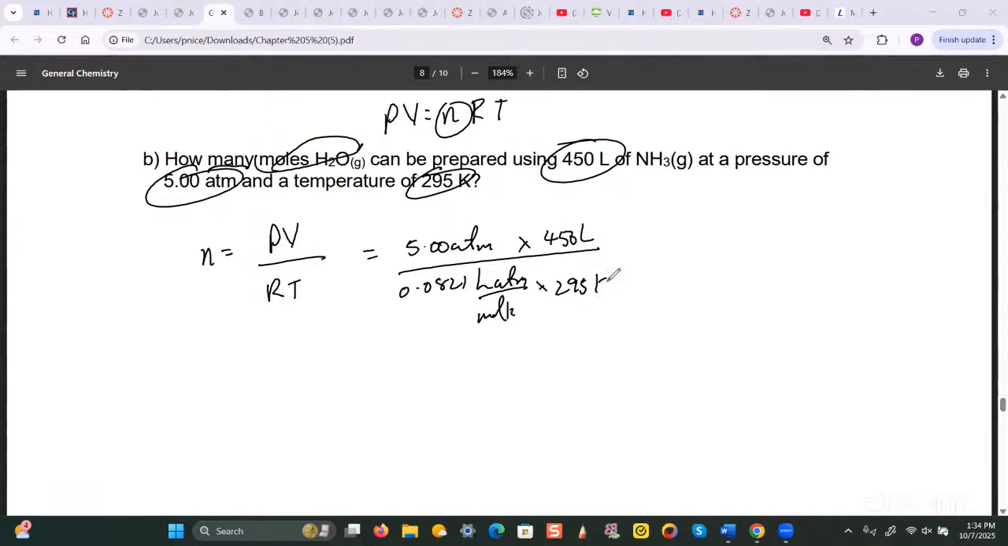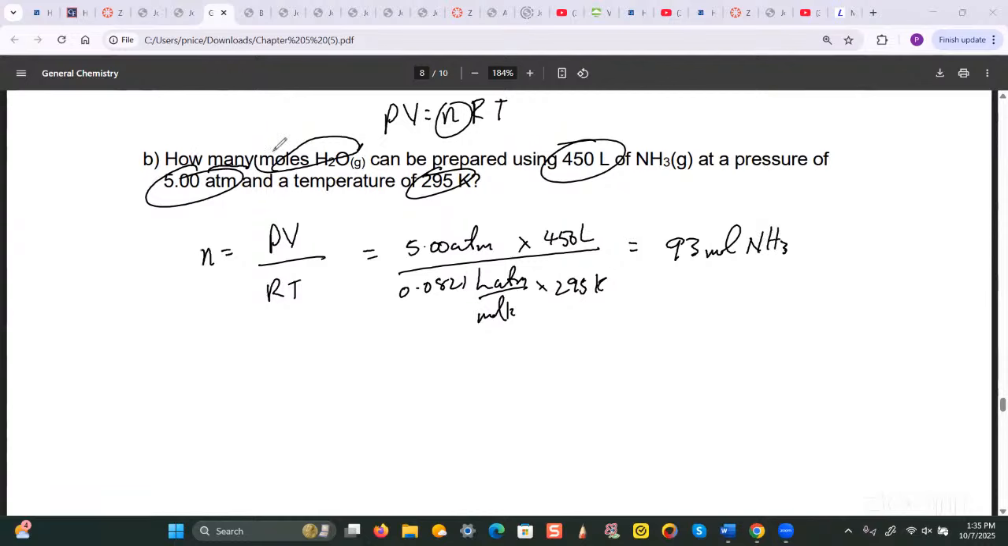Right? So let's see what this gives. Okay, so according to my calculation, this works out to be, okay, how many sig figs here? 2 sig figs. So this works out to be 93 moles. So this would be the moles of ammonia. All right, so what's the next step?